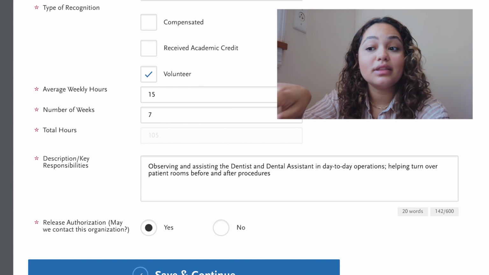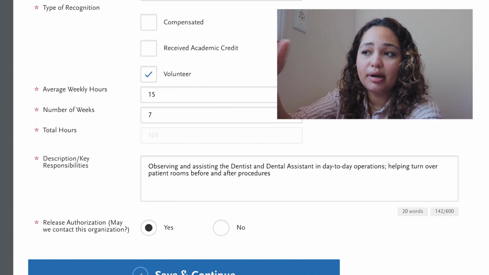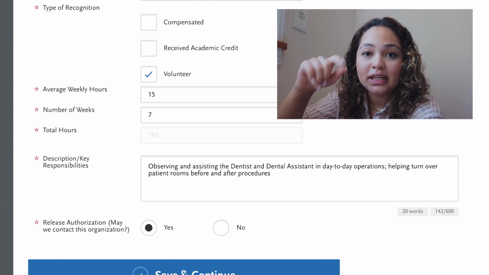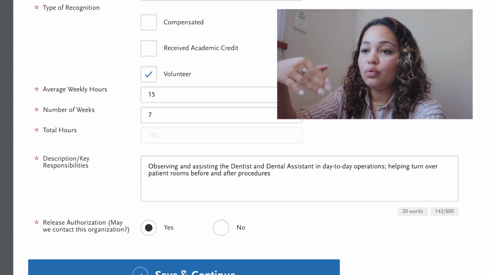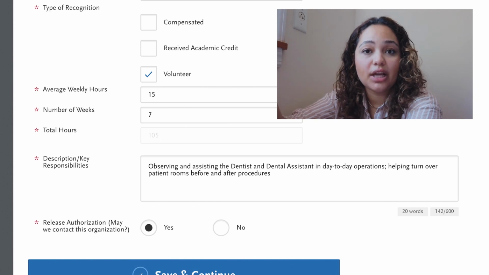So the one thing that I would change about this is that, you don't get a lot of characters, but I would try to put the specific kinds of procedures that you were able to witness, the kind of dentist that you were able to shadow, and a little bit more about what their day-to-day was like. If you were able to contribute, assist, or help with anything, make sure to write that as well.